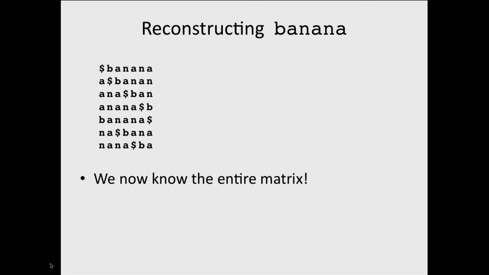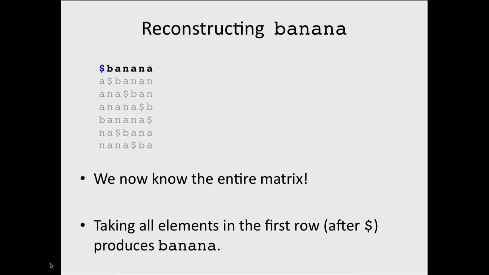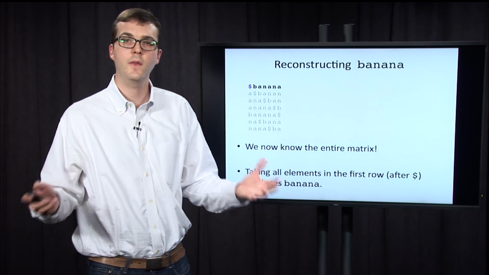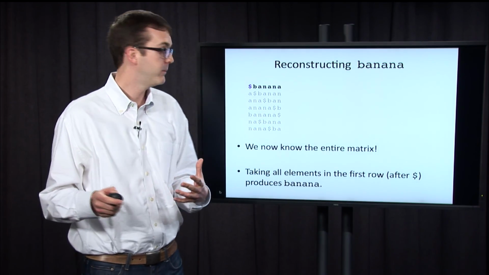And so lo and behold, we've managed to reconstruct the entire matrix. Now that we know the entire matrix, we know that the dollar sign is always going to appear in the top left, because remember, we assume that the dollar sign is lexicographically first. And now we can say everything after the dollar sign must be our original string, because the dollar sign ends the string. So the top row, when you spell it out, is going to give us banana. And we're done. So we managed to invert, right? We started just with the final column, and we were able to reconstruct the entire matrix just from knowing the last column.